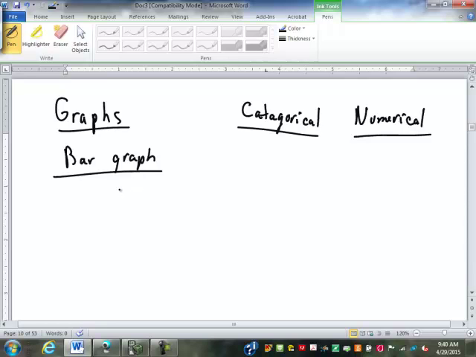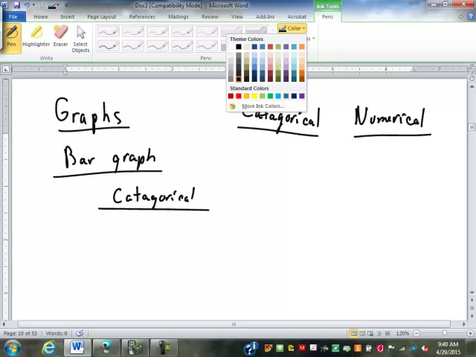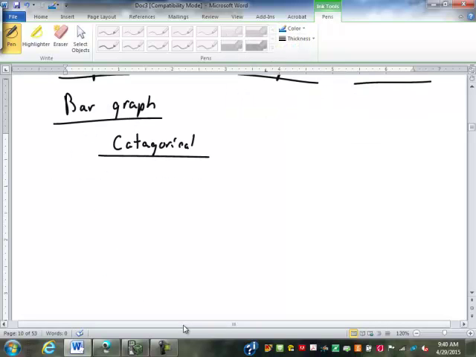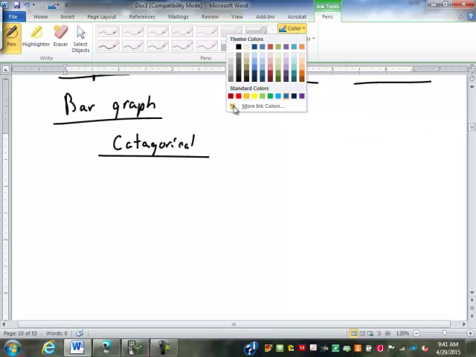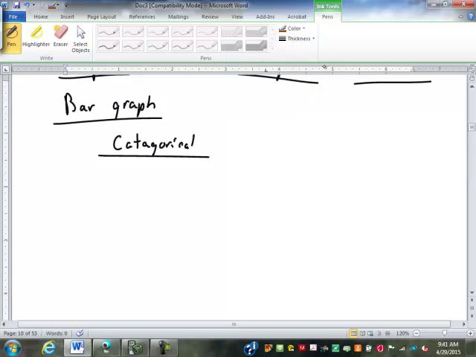Bar graphs are typically for categorical data. For example, let's say I do ask, what is your favorite color? Now, we only have 5 students in here right now, so that makes it a little tougher. Heard one pink. Yellow. Well, because of the lack of respondents, let's narrow it down. Let's say you can choose red, blue, and green.